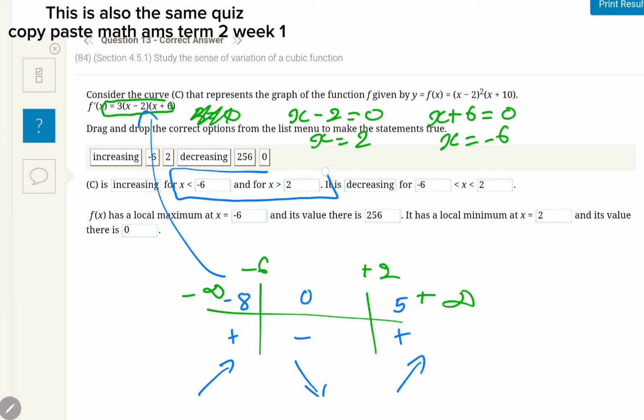It has a local maximum at minus 6. And what's its value there? How do I find that out? I take minus 6 and substitute it in the original equation. I will get an answer of 256.